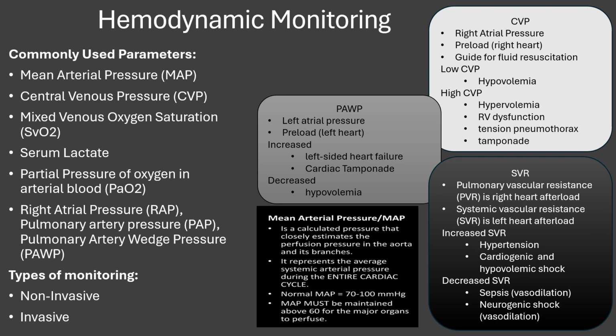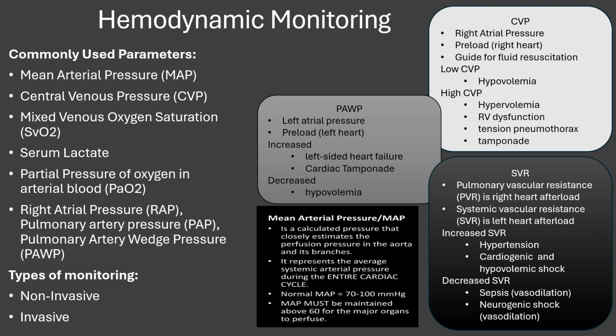When you have a high CVP, I want you to think of hypervolemia, right ventricular dysfunction, a tension pneumothorax, cardiac tamponade. Think about it. You're going to have all of this blood flow trying to return back to that heart with tamponade, but since the heart is unable to pump, it can't go into that atrium, to the ventricle, to the pulmonary system. So you're going to have a high pressure right there at the right side of your heart.